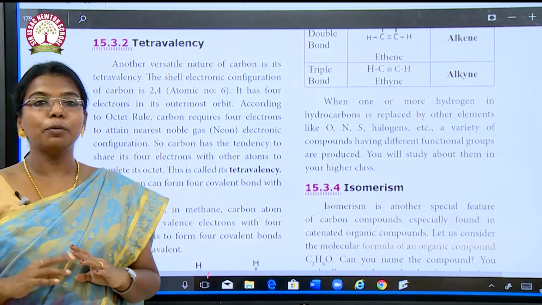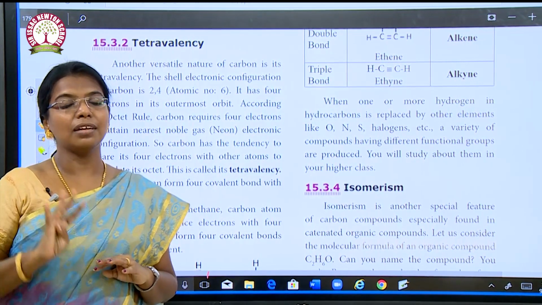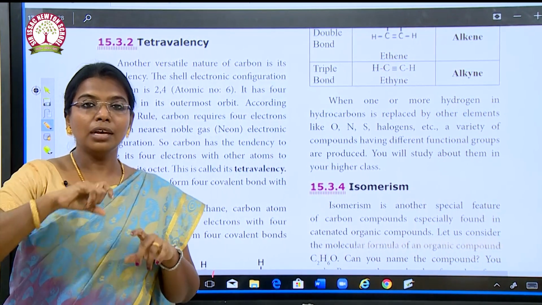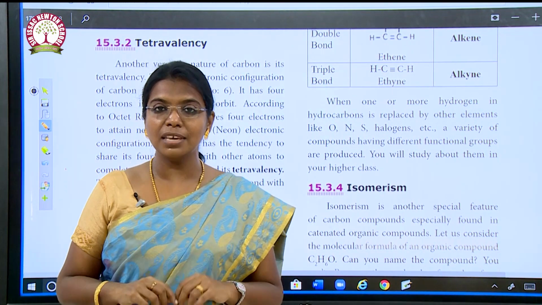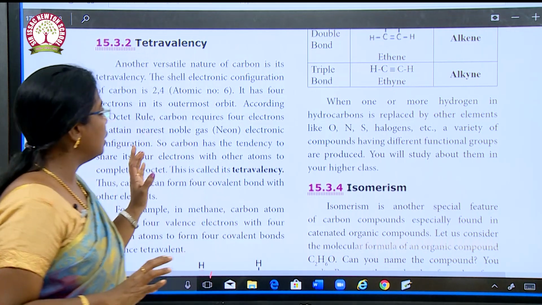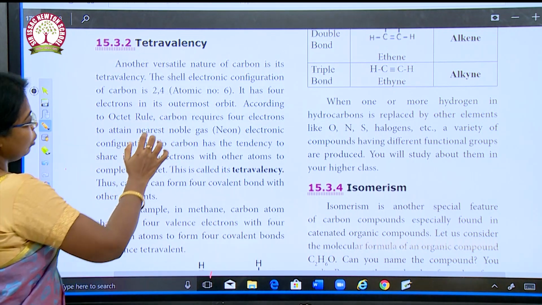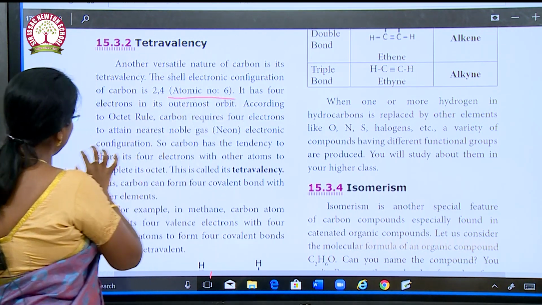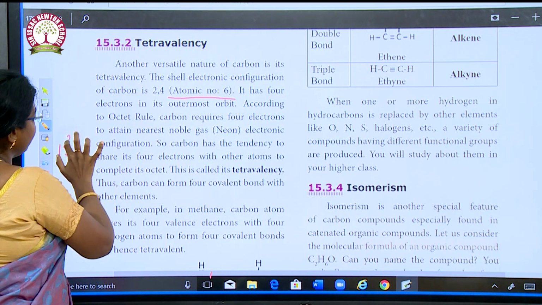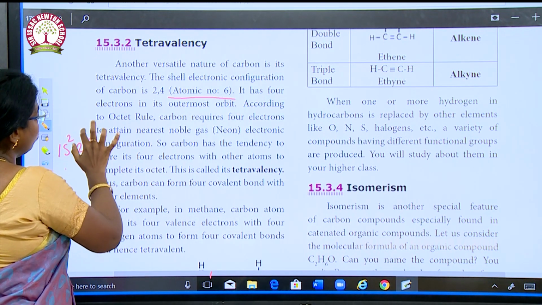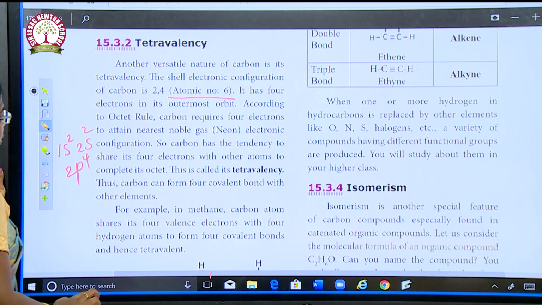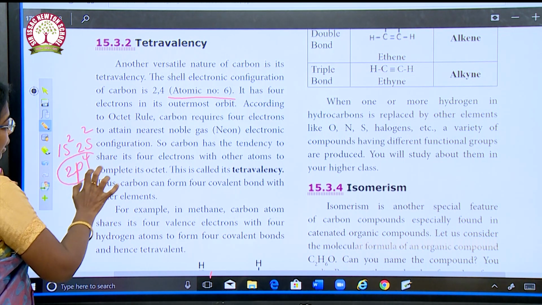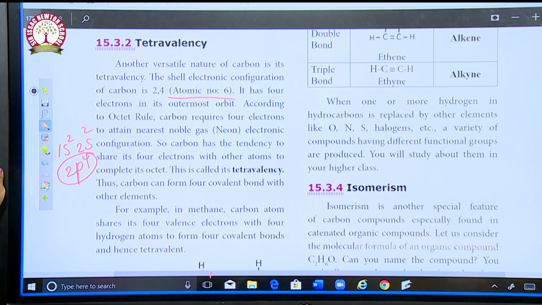Carbon has a unique property that it has 4 valence electrons in its outermost shell. The number of electrons in its outermost orbital is called its valency, and carbon's atomic number is 6. So we write 1s2, 2s2, 2p2. Obviously, the four electrons are seen in its outermost shell.